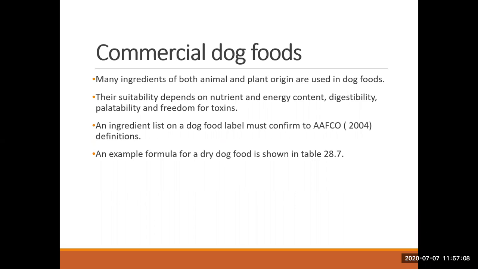So let's talk about the commercial dog foods. Many ingredients of both animal and plant origin are used in the dog foods. Their suitability actually depends on the nutrient and energy content, the digestibility, palatability, and freedom from toxins. An ingredient list on a dog food label must conform to AAFCO definitions. An example formula for dry dog food is shown in table 28.7.